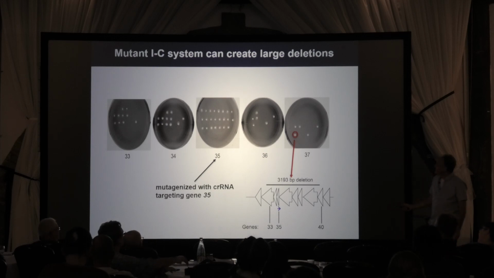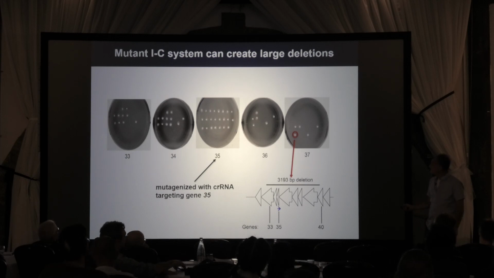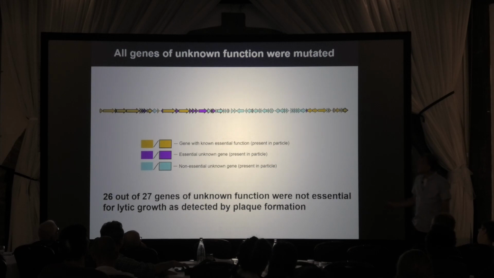So now we realize that with just targeting one gene, we can actually get deletions up to the kind of size that we were really hoping for to get minimized phages. So ultimately, he targeted 27 genes of unknown function. It turned out 26 out of 27 could be deleted, which was pretty good. And the one is something interesting because we don't know what it is, but we know it's essential, so that can be something else to study.